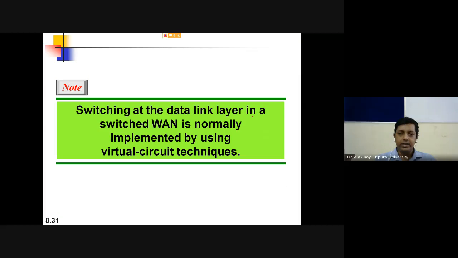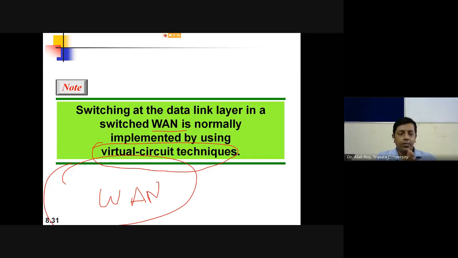Switching at the WAN layer in a switched WAN, that is wide area network, is normally implemented by using the virtual circuit technique. So where virtual circuit network is used, it is used in wide area network. Please remember that. So switching at the WAN layer in a switched WAN is normally implemented by using the virtual circuit technique.